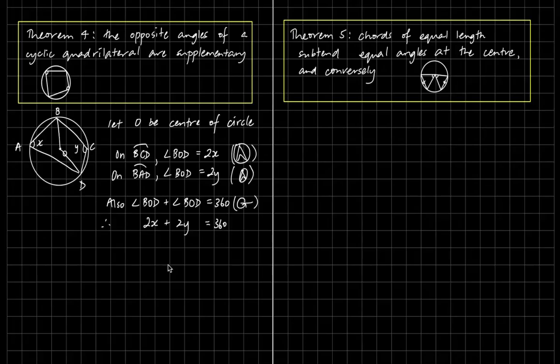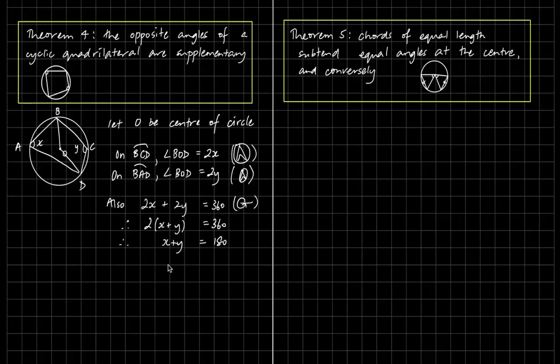So maybe it would actually be better just to say straight away, let's leave out that line there, and let's just say 2x plus 2y, since they were the letters that we used instead. Therefore, 2x plus 2y is 360, and therefore x plus y is just 180, which is what we wanted to prove, that the opposite angles in the cyclic quadrilateral were supplementary.